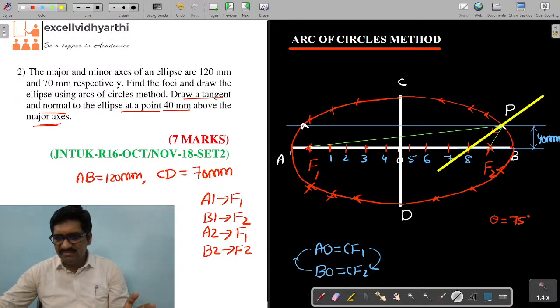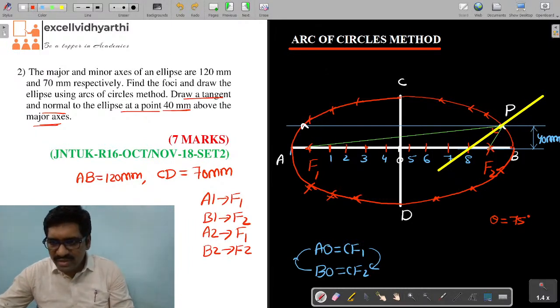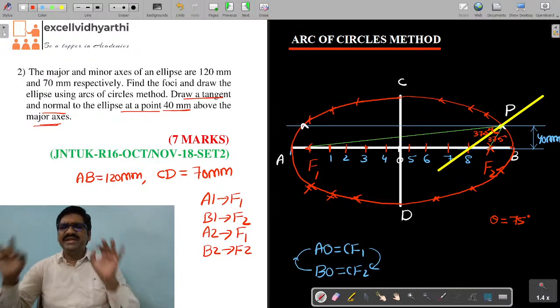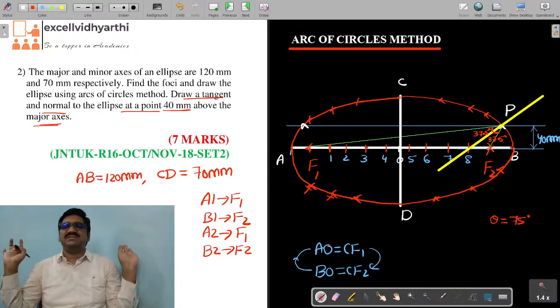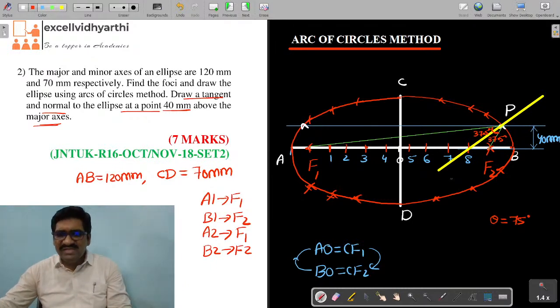Since this is 75, this will definitely become 37.5. At the same time, this will also become a 37.5 angle. It just divides the angle into 2 equal parts. Now this is nothing but what you know, your normal to the ellipse.